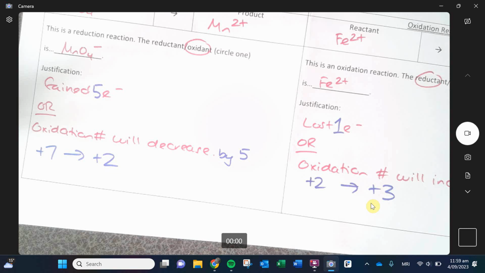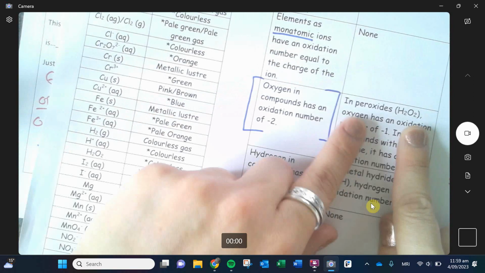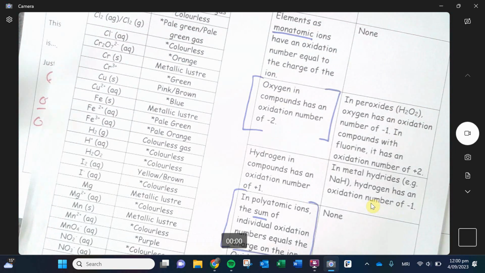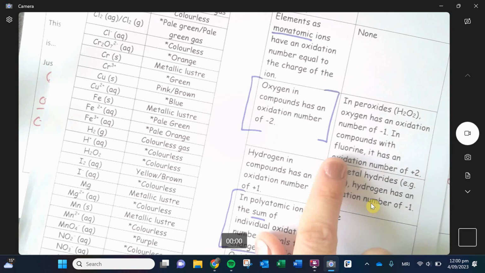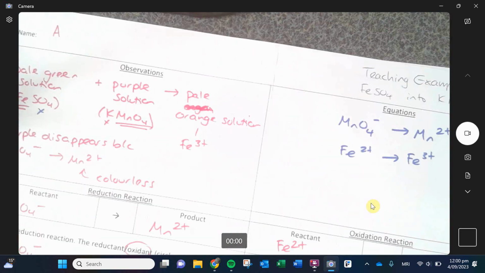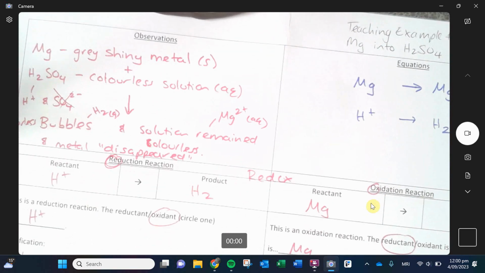Cool. All right. Do be mindful of things, because there are some exceptions to the rules. So if oxygen was in hydrogen peroxide, instead of being -2, it'd be -1. If it's with fluorine, then it's positive 2. So just be mindful. There's some instances where it's not going to follow the normal rule. All right, let's go do the example over here from the last lesson. Do you guys want to give it a go, or do you want me just to walk through it so you have another example?